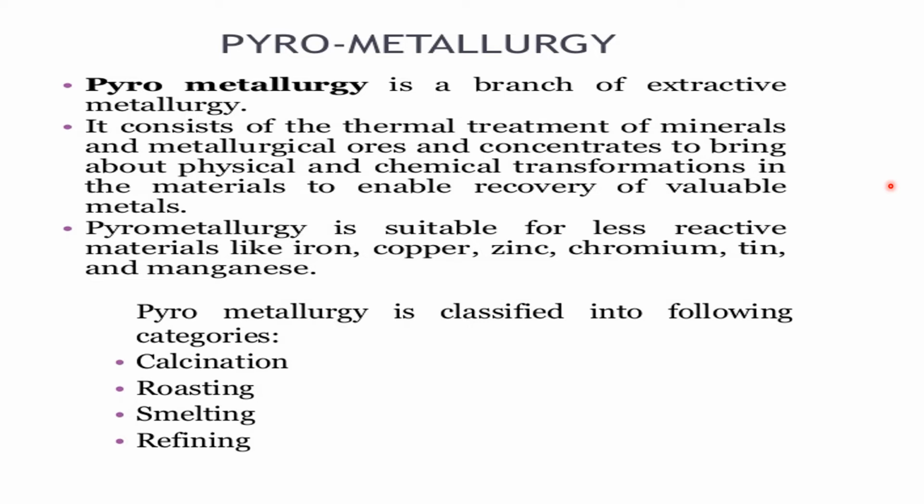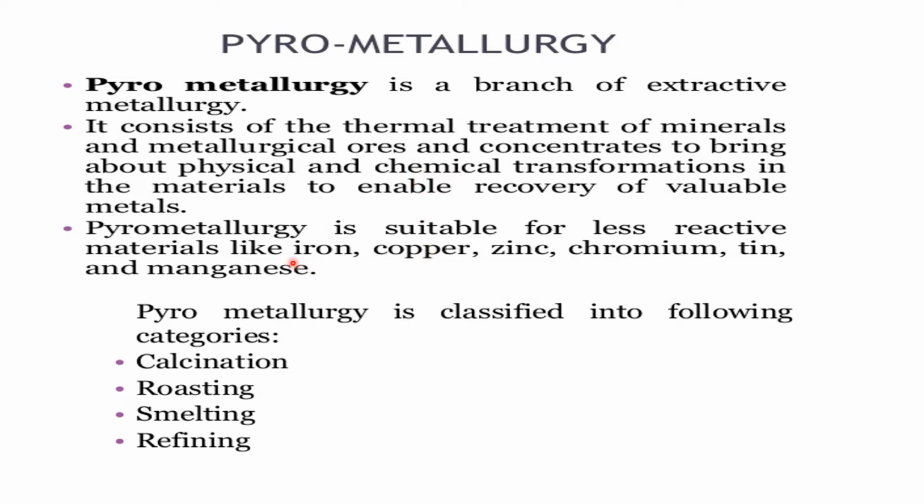So after the concentration of the ore, we are moving to metallurgic processes. The first one is pyrometallurgy. As I told you, pyrometallurgy is the treatment of the mineral and metallurgical ore with some other materials at high temperature, and the metal is extracted.